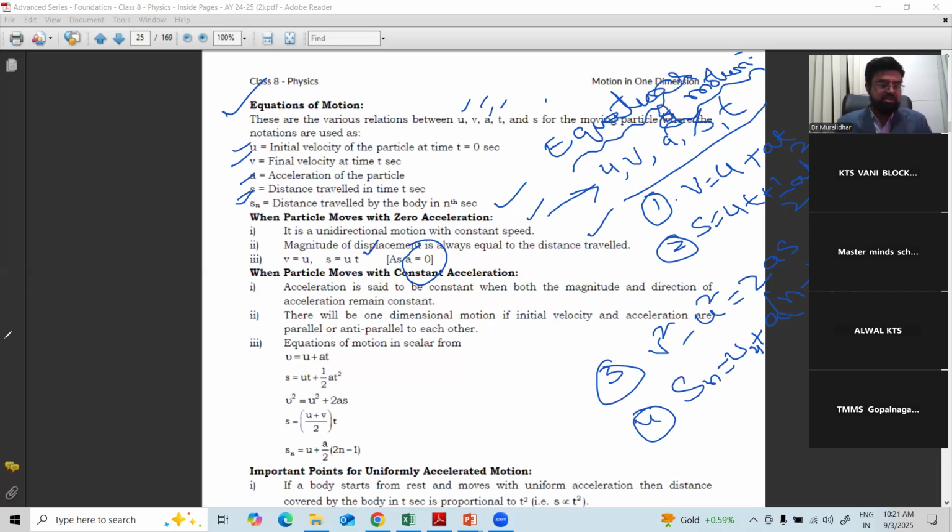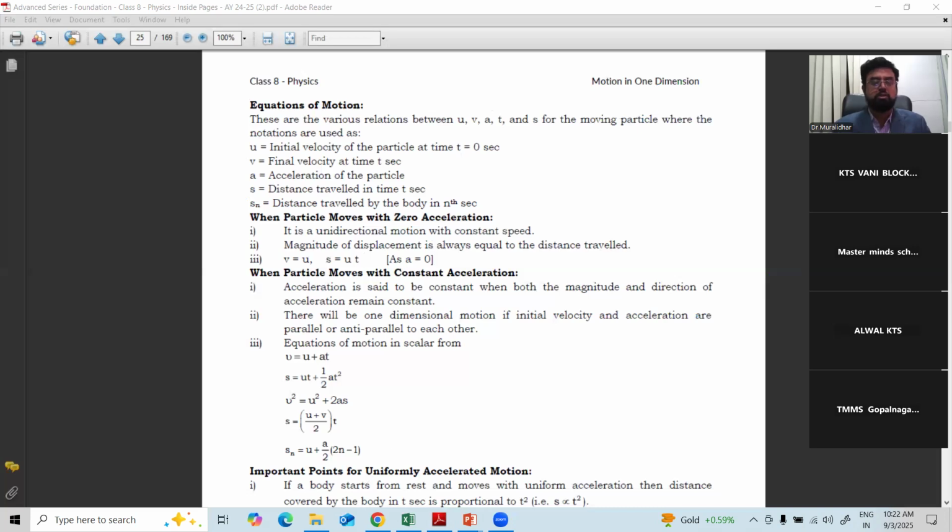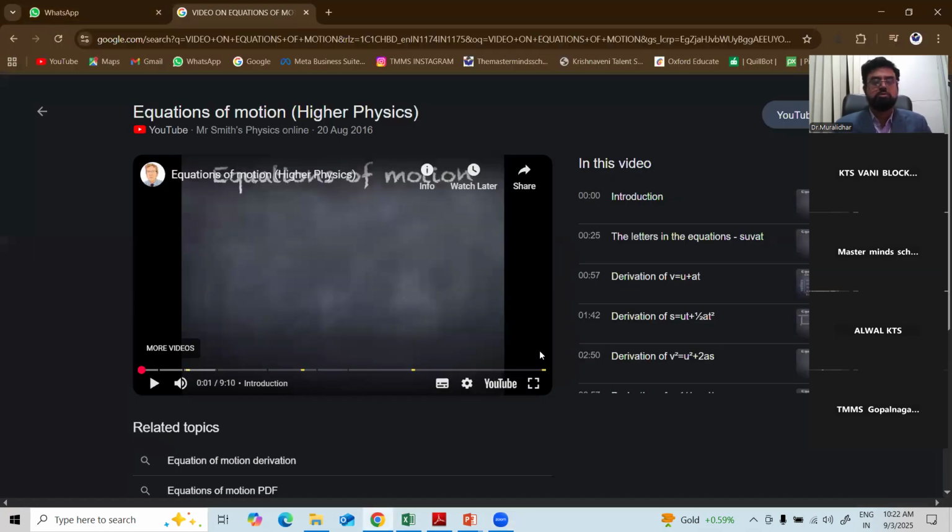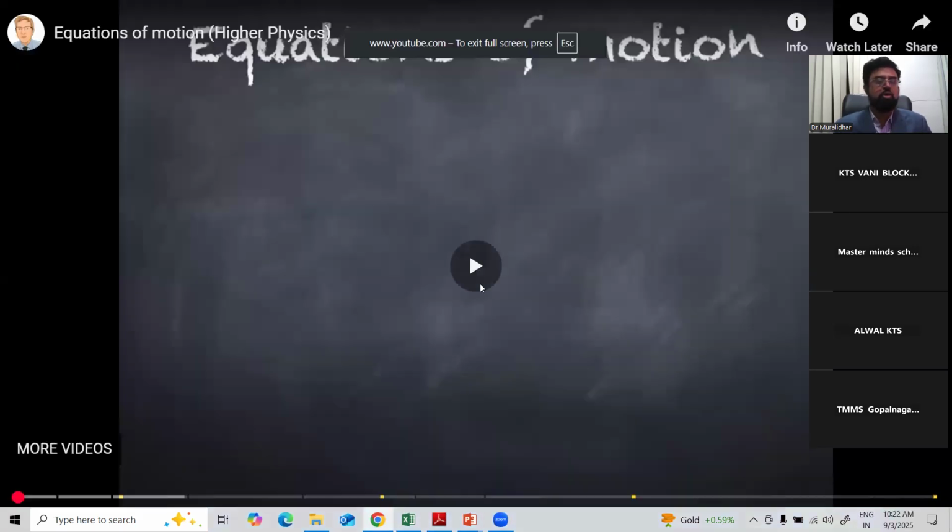So put down these 4 equations, then we'll see the derivations in the video, and I'll explain as well. Just watch the video. We will talk about the equations of motion.